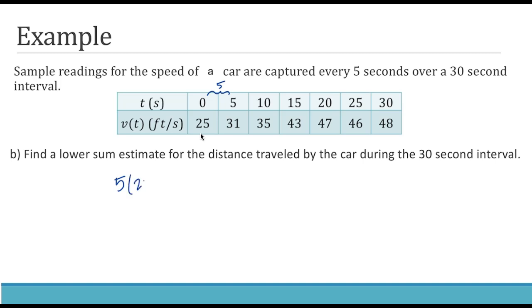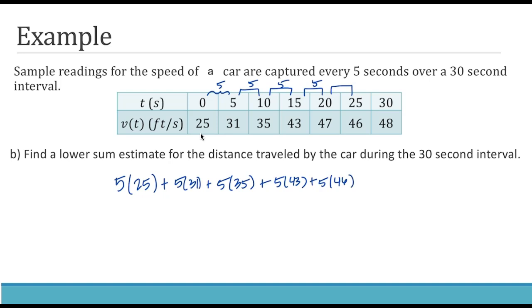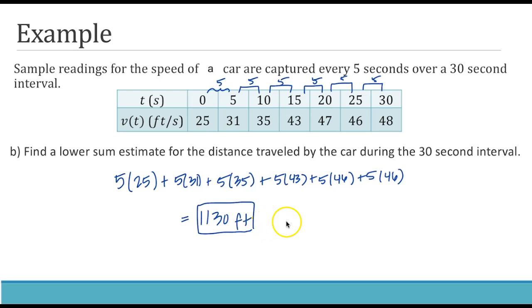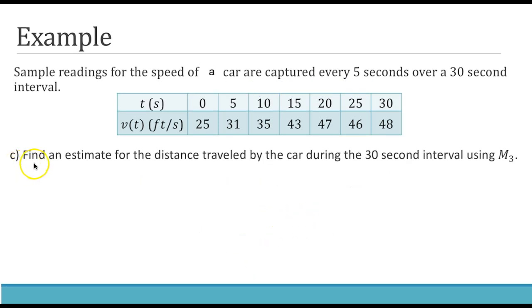So I'm going to have 5 times 25 plus 5 times 31 plus 5 times 35 plus 5 times 43 plus 5 times 46, and then the last 5 is also multiplied by 46. And again, if I perform all of this multiplication and addition, I'm going to end up with 1,130 feet.